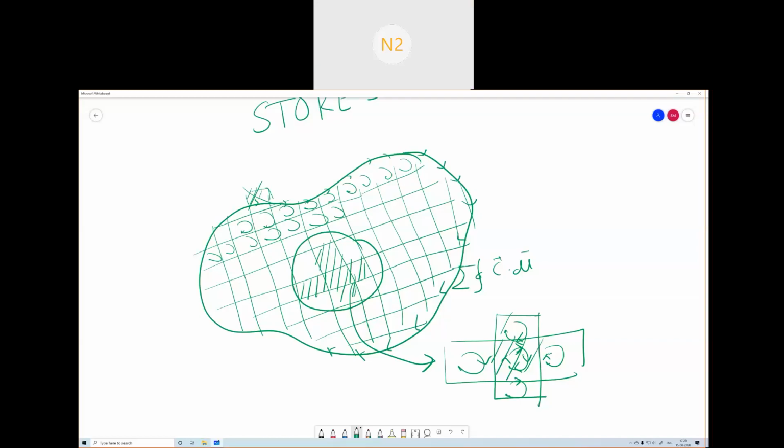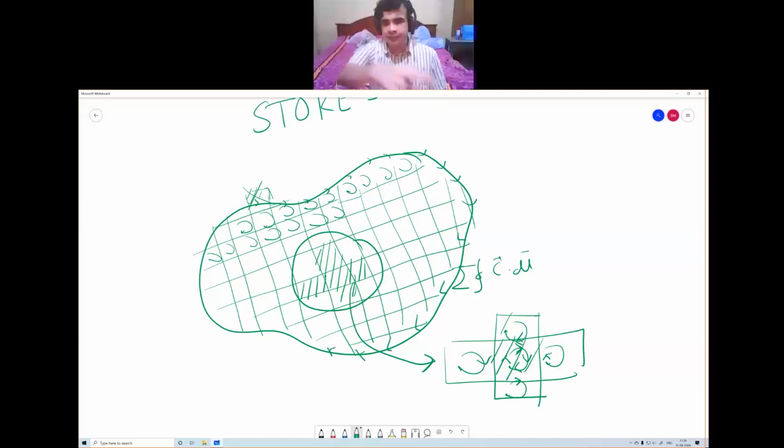So once again, the sum of the C dot dl, by the way, this is called circulation. So the sum of the circulations of all the small blocks of the surface is equal to the circulation of the vector along the edges of the surface. Is it fine?